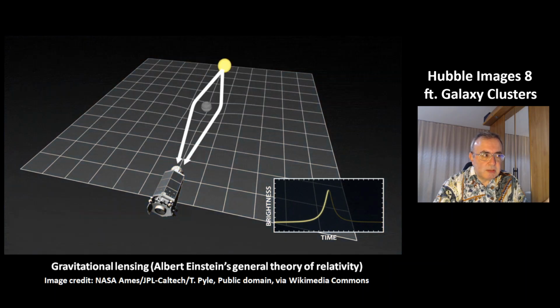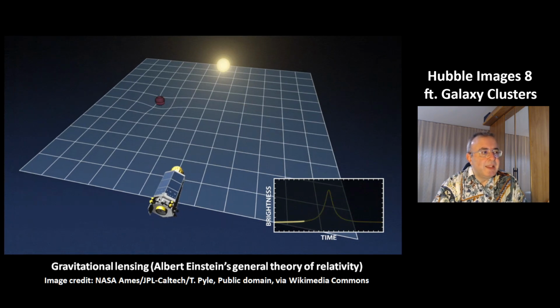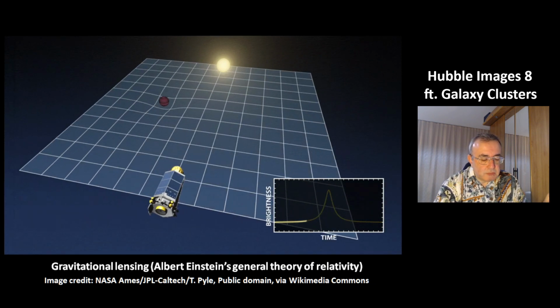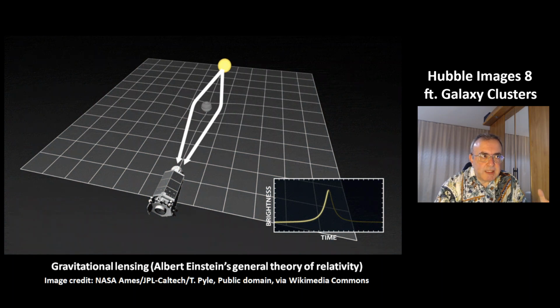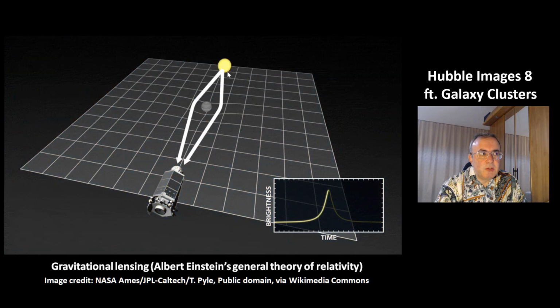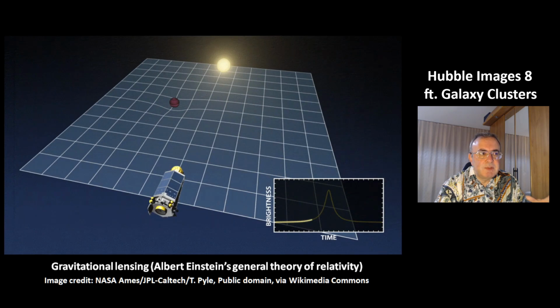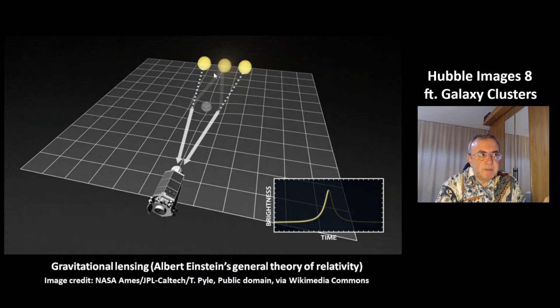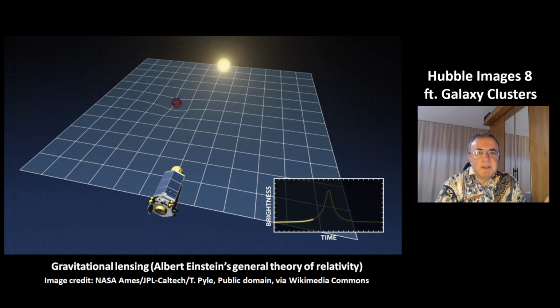This is the phenomenon that's responsible for this distorted image. That's gravitational lensing. It was predicted by Albert Einstein's general theory of relativity. And you can see a mass bent space, and this has a lensing effect. The light from the background source is concentrated to the Hubble Space Telescope. That's why you get a stronger signal. And sometimes you can see the same source multiple times.